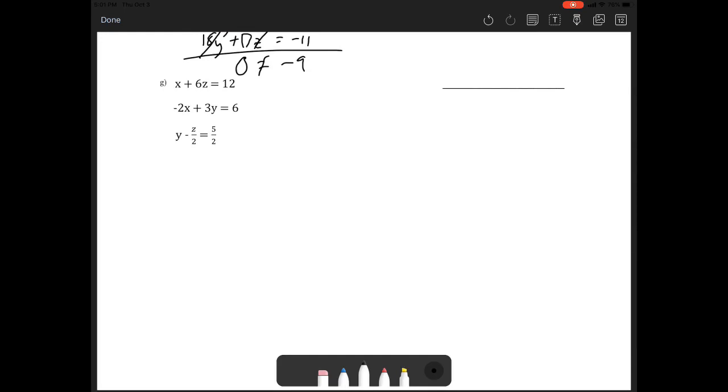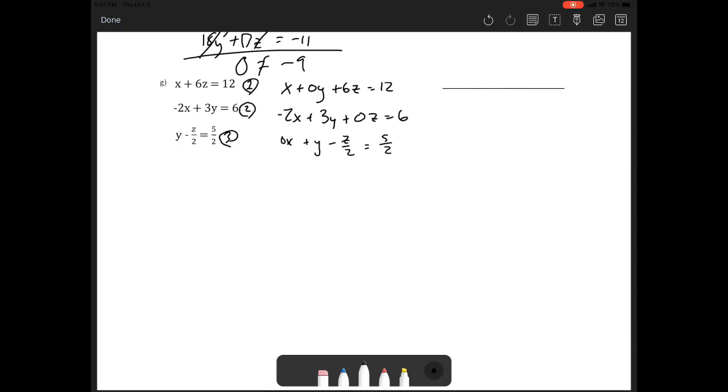Okay, so now we're going to move on to G. So G, we have 1, 2, and 3. We'll have to reorder these. So it's going to be x plus 0y plus 6z equals 12. Then I'm going to have negative 2x plus 3y plus 0z equals 6. And then we're going to have 0x right here plus y minus z over 2 equals 5/2.